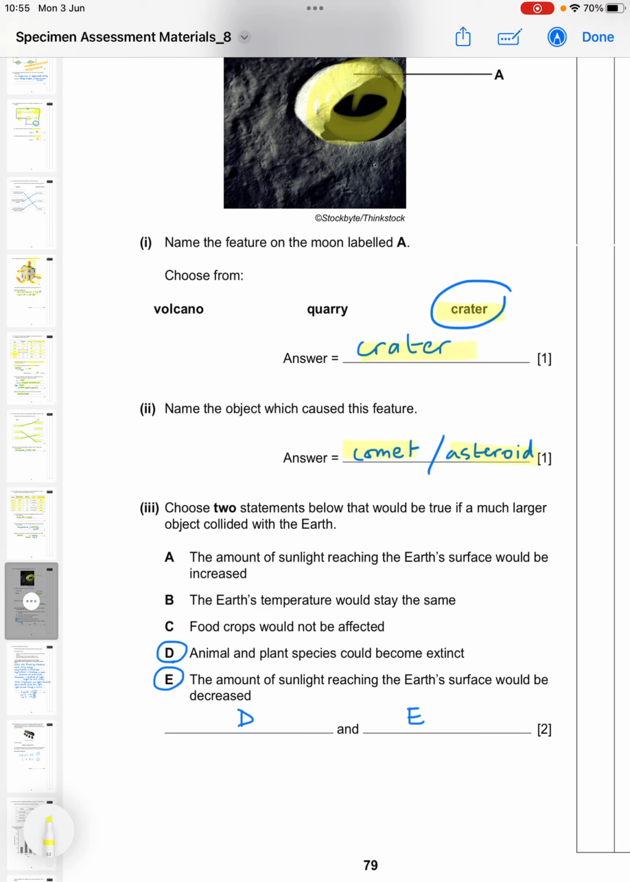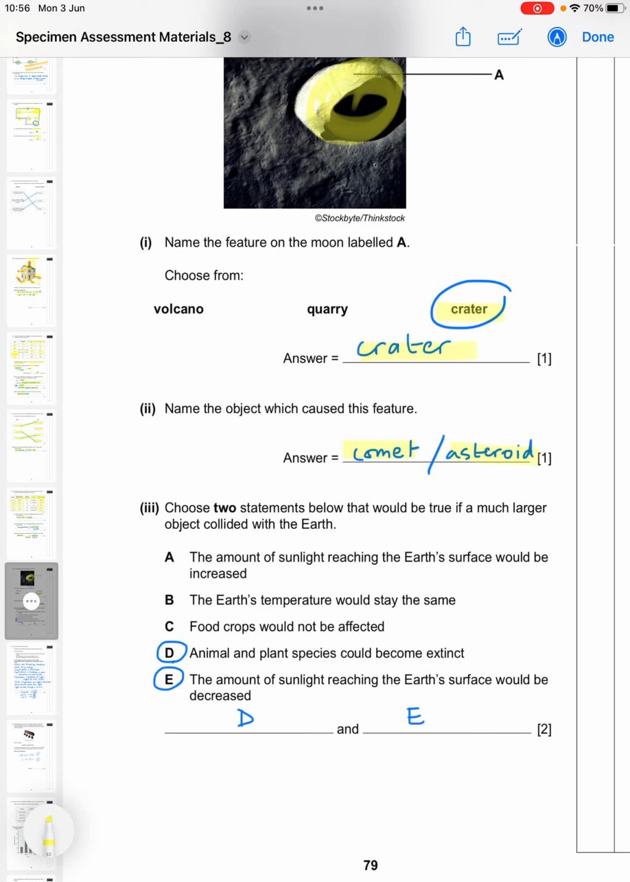And then choose 2 statements below that would be true if a much larger object collided with the Earth. So would it mean that the amount of sunlight reaching the Earth's surface would be increased? Well, probably not. It's not going to just blaze a hole through the clouds and open up the sky to more sunlight. In fact, it's going to actually cause dust and all sorts of debris to enter the atmosphere and reduce the amount of light getting through. The temperature would stay the same is not correct, because as the dust and so on enters the atmosphere, it's going to block out the sunlight, which would cause the temperature to drop. Food crops would not be affected. Well, they would be affected, because if the sunlight is decreasing, then less crops will be able to grow.